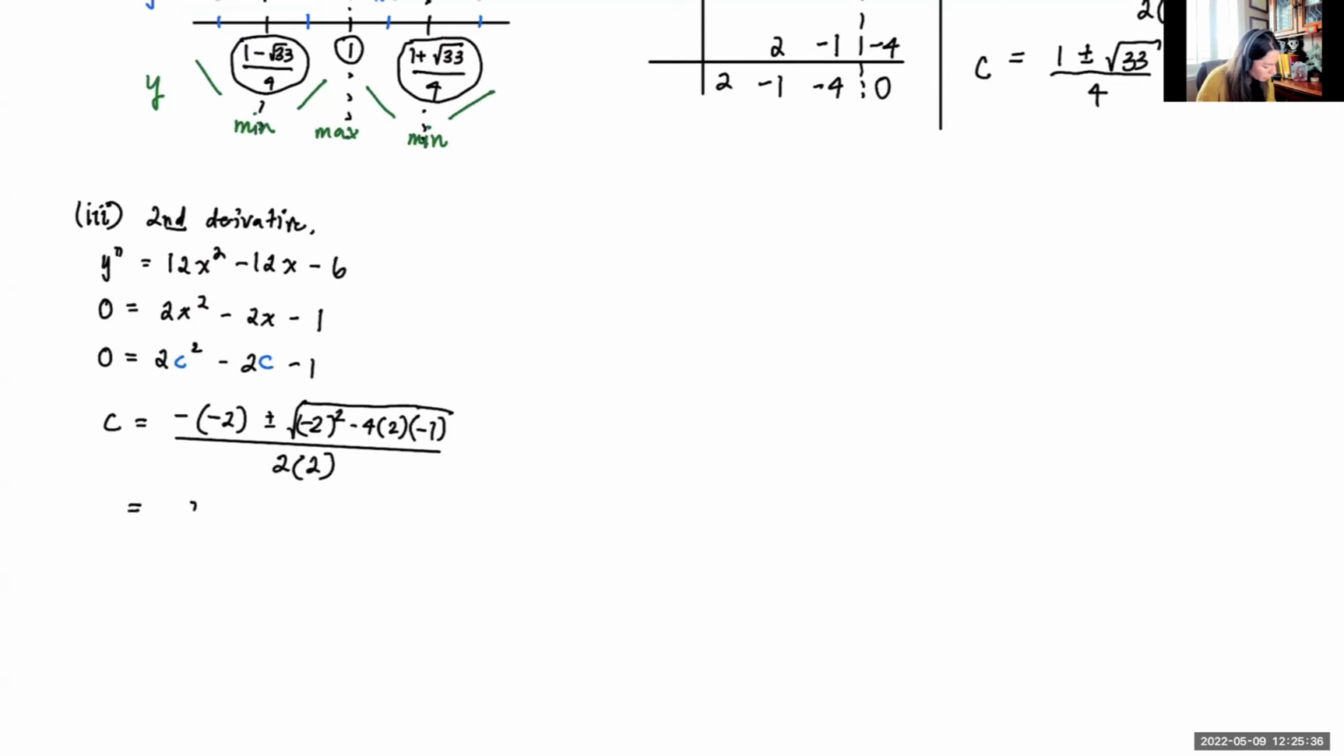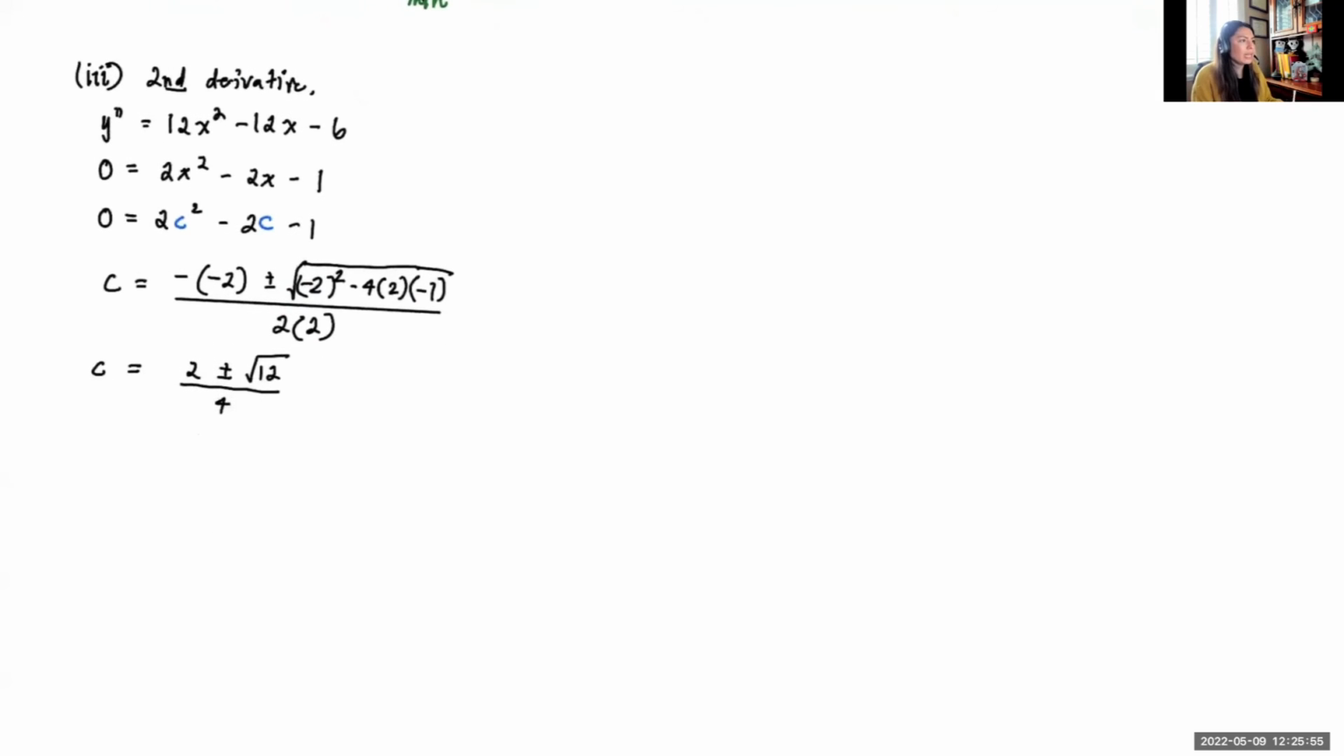So I'm going to have 2 plus or minus, and then here I'm going to have 4, and then the minus is a plus, so 4 times 2 is 8. So 8 plus 4 is 12. So this is the square root of 12 all over 4. Now I'm going to go ahead and reduce this a little bit so we can get c equal to 2 plus or minus 2 square root 3. Just reduce out that 12 with 4 times 3, right? And then square root of 4 is 2.